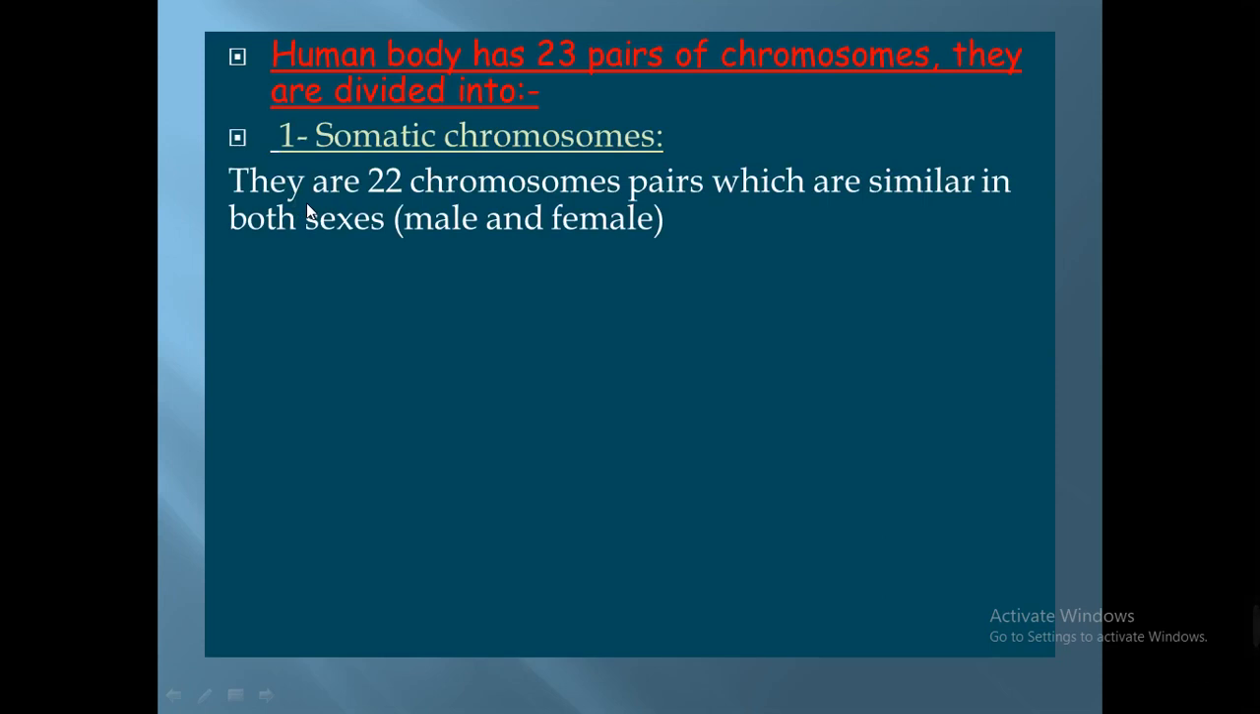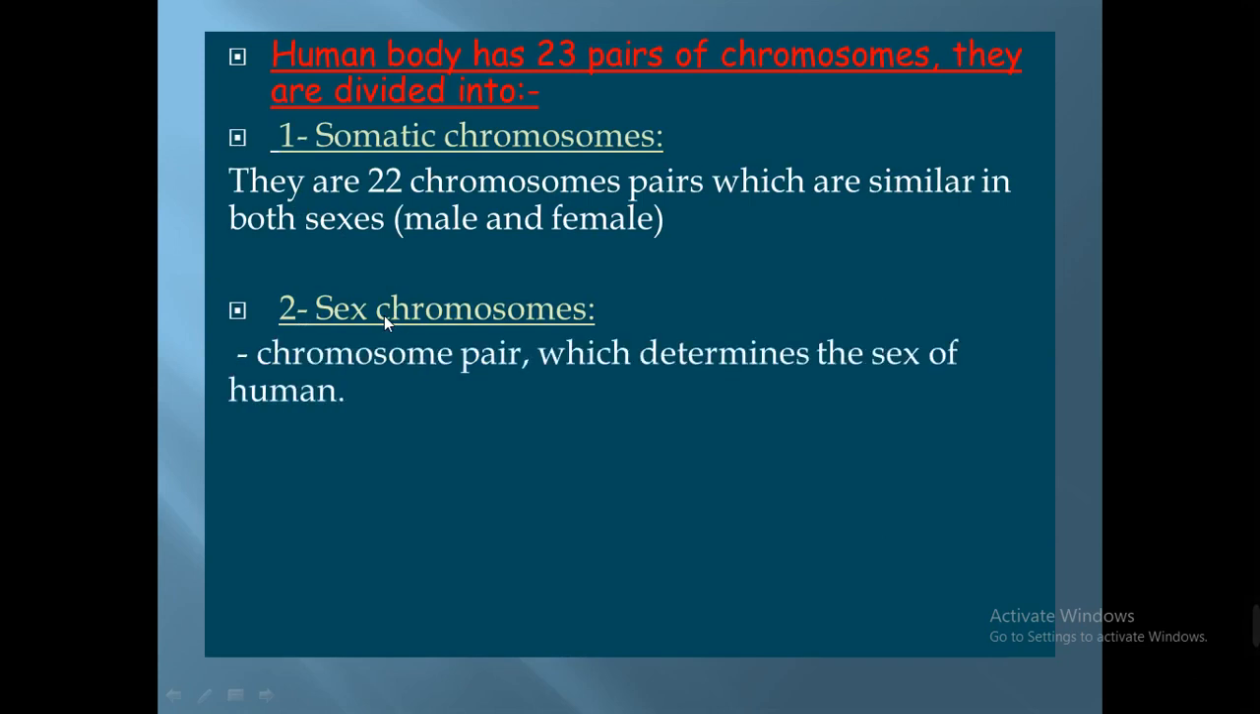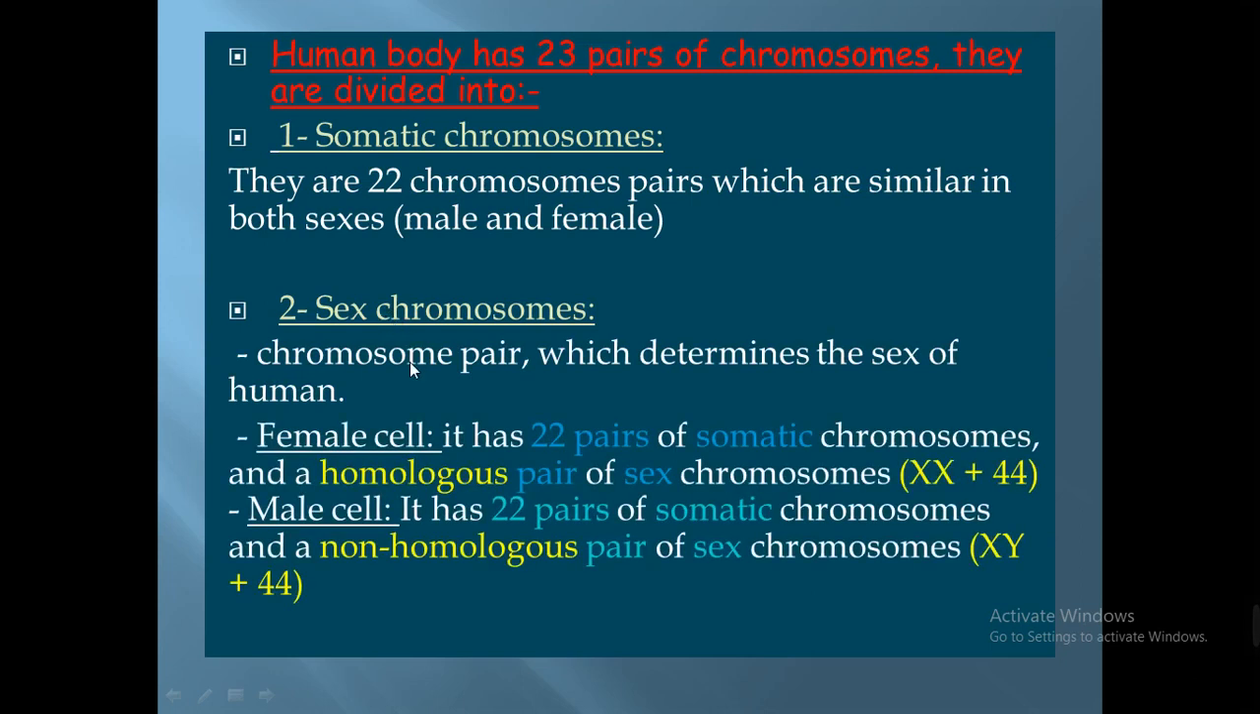They are similar. While the sex chromosomes, the last pair of chromosomes, number 23, determine the sex of the human, whether it will be male or female, and carry the sex characters. The female cell has 22 pairs of somatic chromosomes and the last homologous pair of sex chromosomes, which are XX. Homologous pairs means they are similar. So the female cell contains 44 autosomes or 44 somatic chromosomes and the last homologous pair, which is XX.